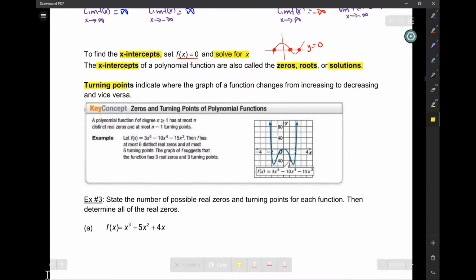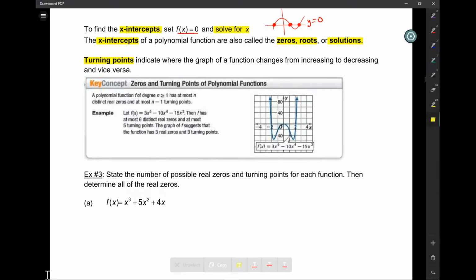Okay, turning points, it's exactly what it is. What do you think those are? Those are points where the graph does what? Turn. Okay. So in more technical terms, these are the points where the function changes from increasing to decreasing and vice versa, right? We don't say the graph turns, it changes from increasing to decreasing.